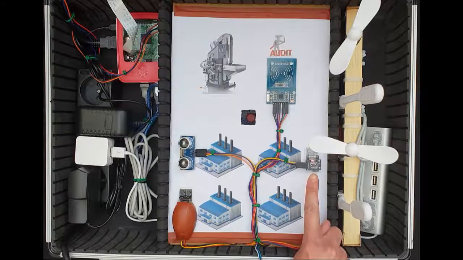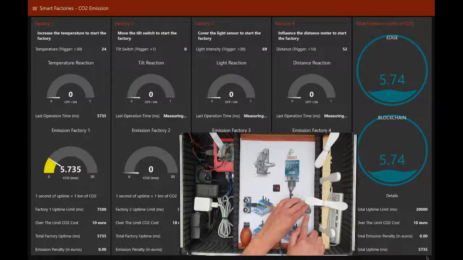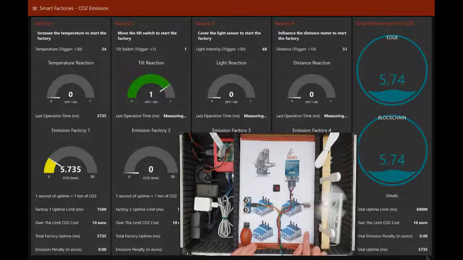This is the go button for factory number 2. It's a tilt switch. If I set it vertically, your factory will start producing the agreed deliverables.